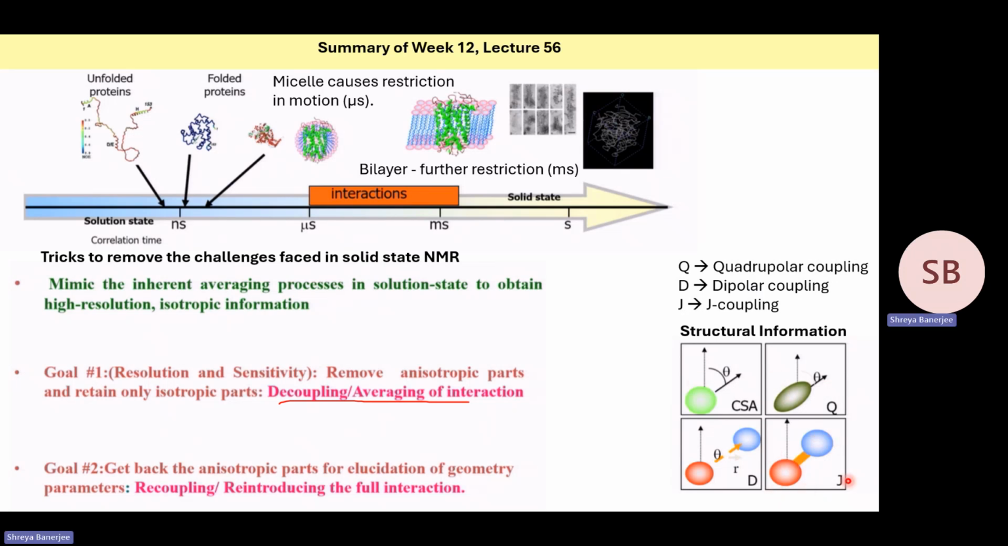So if we remove these in order to get a sharp spectra, we will be losing out a lot of information on the geometry of the molecule. So initially we have to remove them so that we get the sharp spectra. But somehow we have to get the information back so that we do not miss out on any of the geometry parameters that we get from these coupling information. This is called recoupling or reintroducing the full interaction. So these are the two goals of solid state NMR.